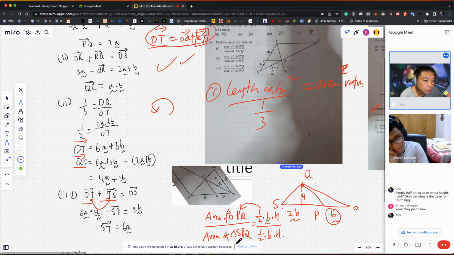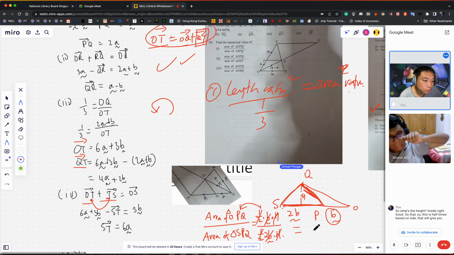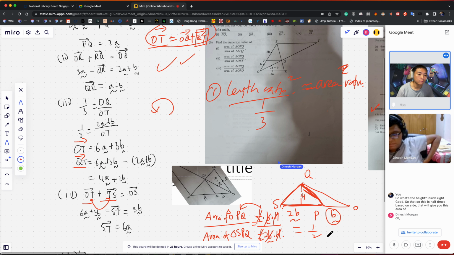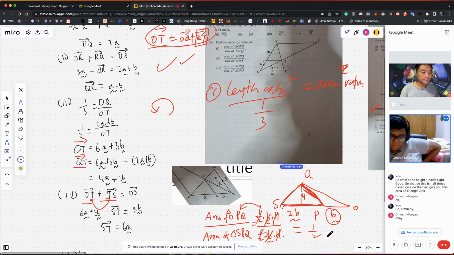So similarly, how do you get the SPQ? SPQ is this. The base is 2B. The height is the same height. So in a way, you can actually see half gone, height gone, B gone. So only 1 to 2. This is another way you can find the ratio between these two triangles. Okay. Does this make sense to you?